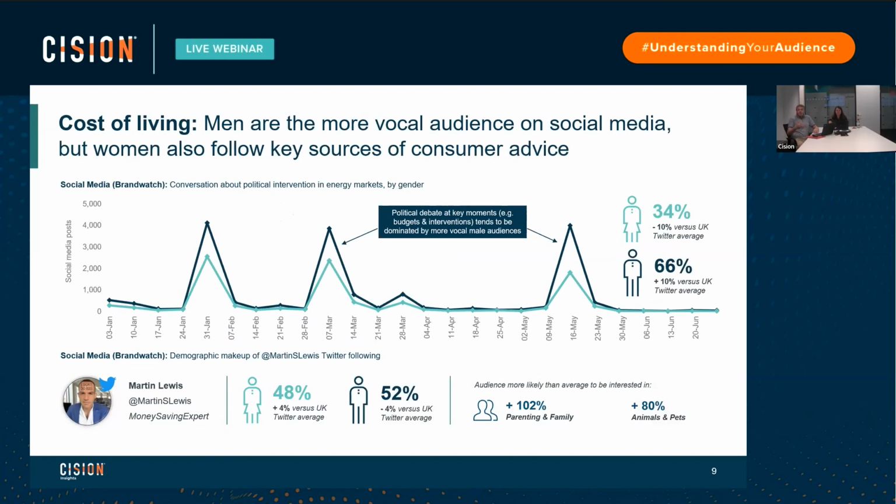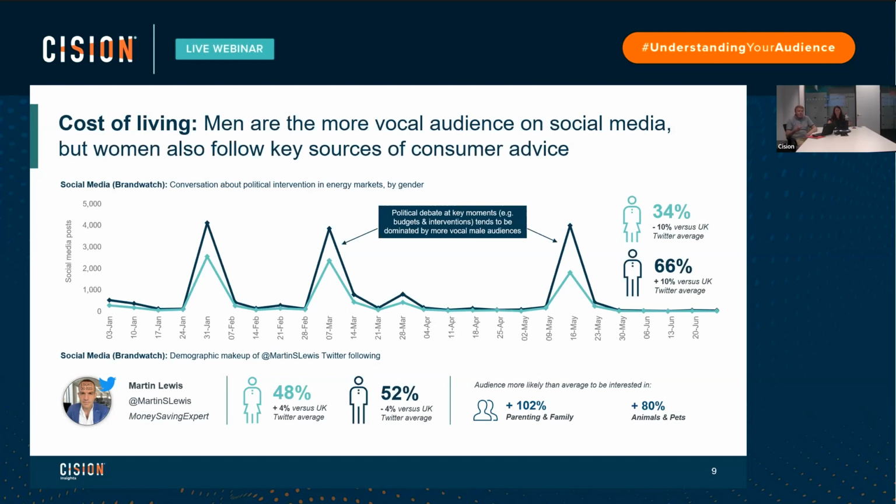And if we move on now to that final source of great audience insight, let's have a look at some social media data. So this is all data coming from Brandwatch. And you can see here an overall trend over time, over the course of the start of this year, that's focused on the conversation around the crisis in the energy markets, and that's particularly focused on political interventions.